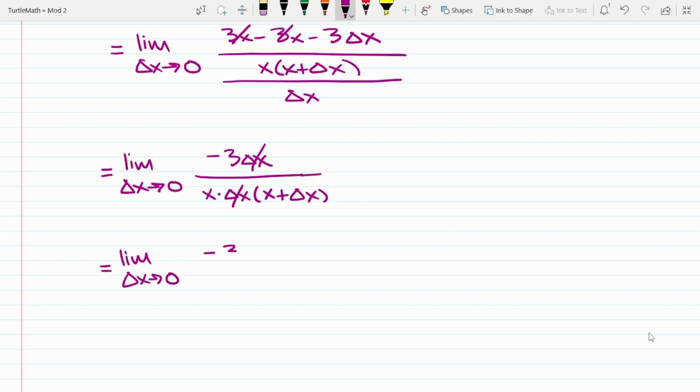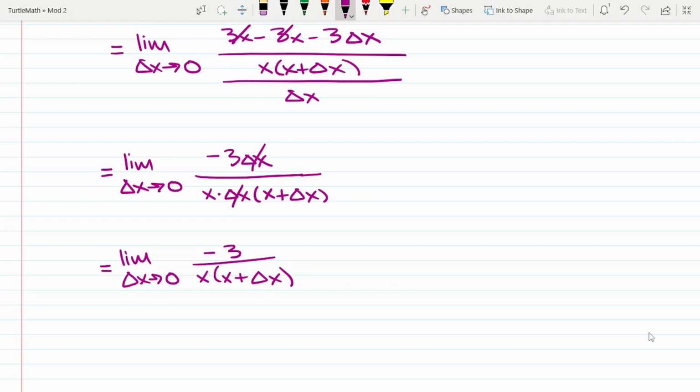So now we just have negative 3 over x times x plus delta x. And we're almost done here. We can go ahead and plug in 0 for our delta x because it's no longer going to give us just a 0 in the denominator. We're going to end up with an x squared.